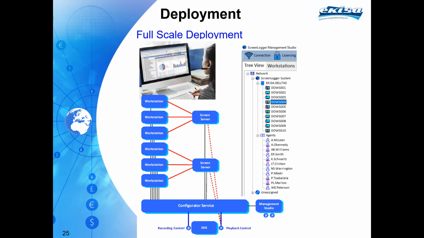Full-scale deployment. In a typical commercial deployment, there may be dozens, hundreds or even thousands of workstations to be recorded. The ScreenLogger workstation software must be installed on each of these for local screen recording. During the installation, the host name of the server where the configurator is installed must be supplied. This can be done with an automated installation script.